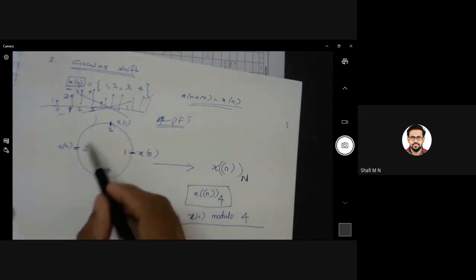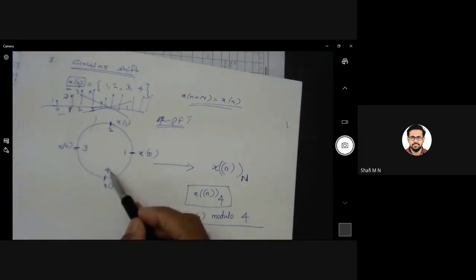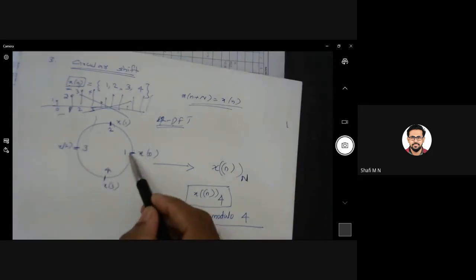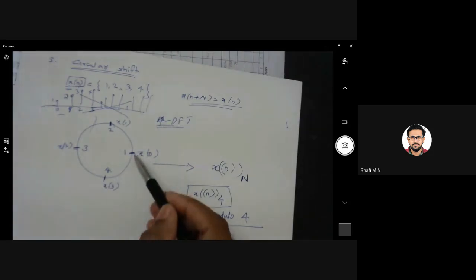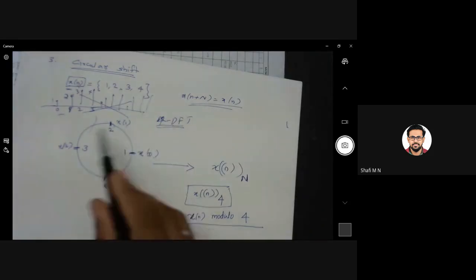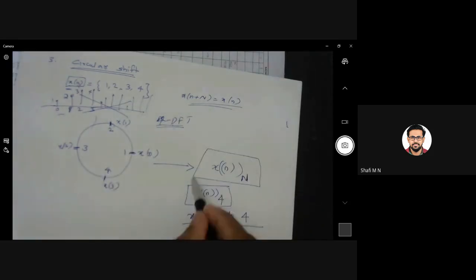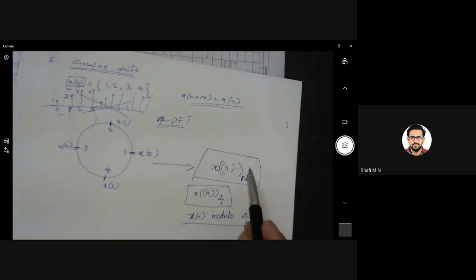This is 1, 2, 3, 4. What will be x of 4? This is x of 0, x of 1, x of 2, and x of 3. Then again x of 4, x of 5, x of 6, x of 7. Again x of 8, x of 9, x of 10, x of 11, then x of 12. That will go on. So this is what we are going to focus on and use: x of n modulo N.